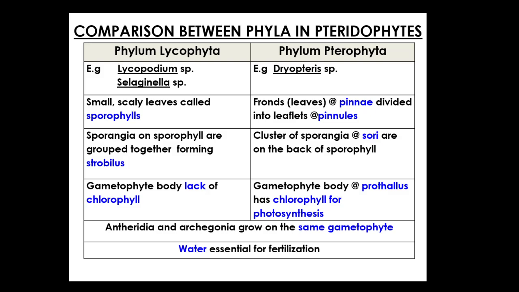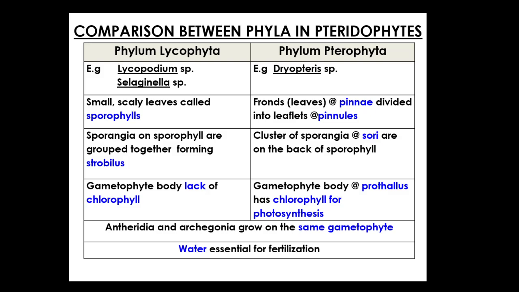Okay, so we can compare between these two phylum in Pteridophytes. In Lycophyta and in Pterophyta, we can give examples of species for each phylum. In phylum Lycophyta, we can have Lycopodium species, Selaginella species. In phylum Pterophyta, we can have Dryopteris species as our most common example. In Lycophyta, they have small scaly leaves called sporophylls, whereas in phylum Pterophyta, they have fronds or pinna divided into leaflets or pinnules.